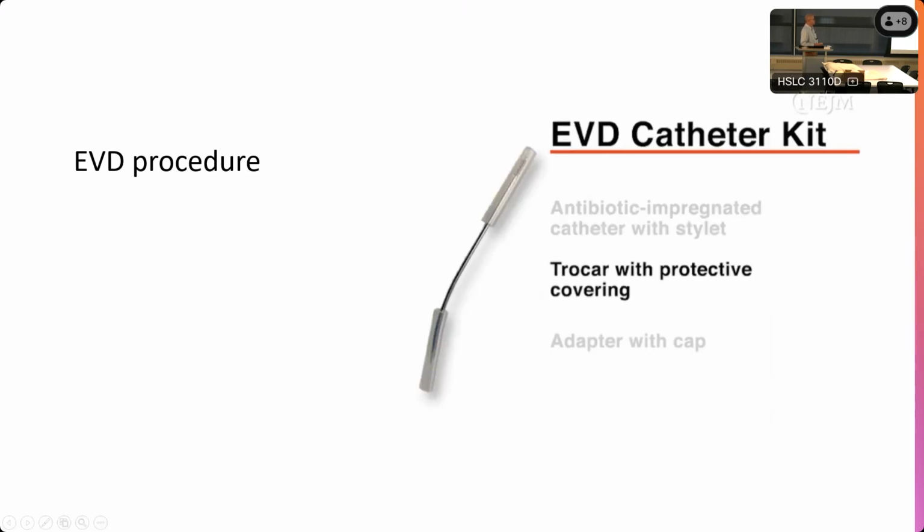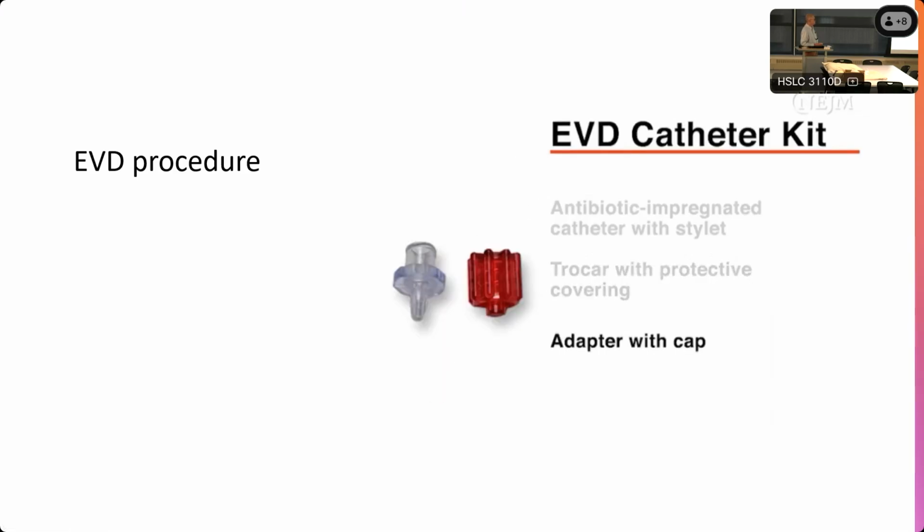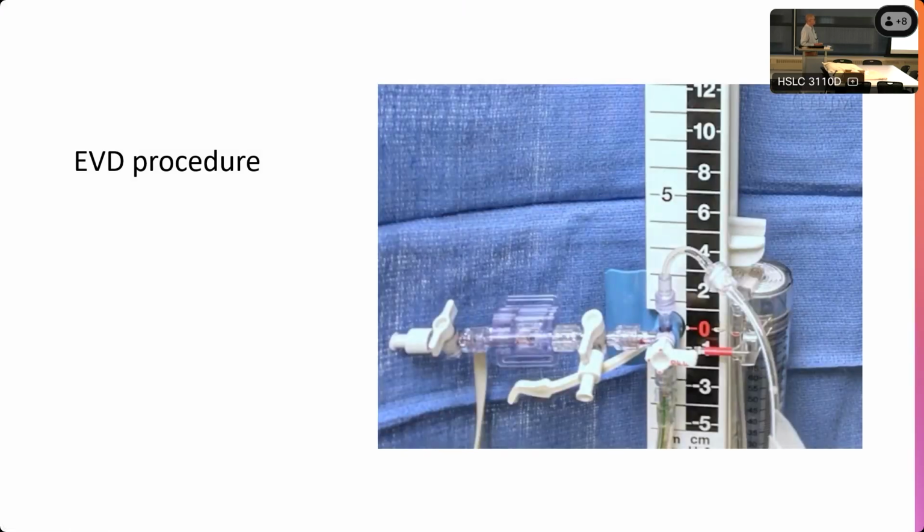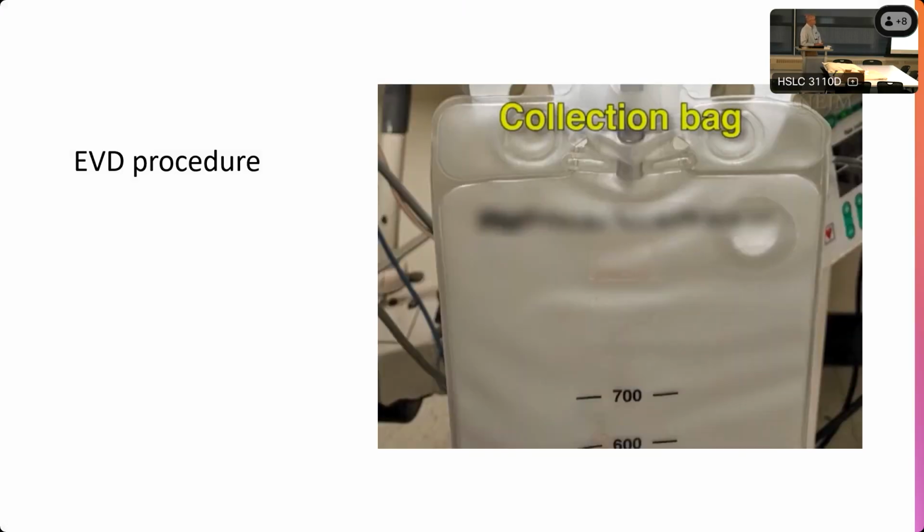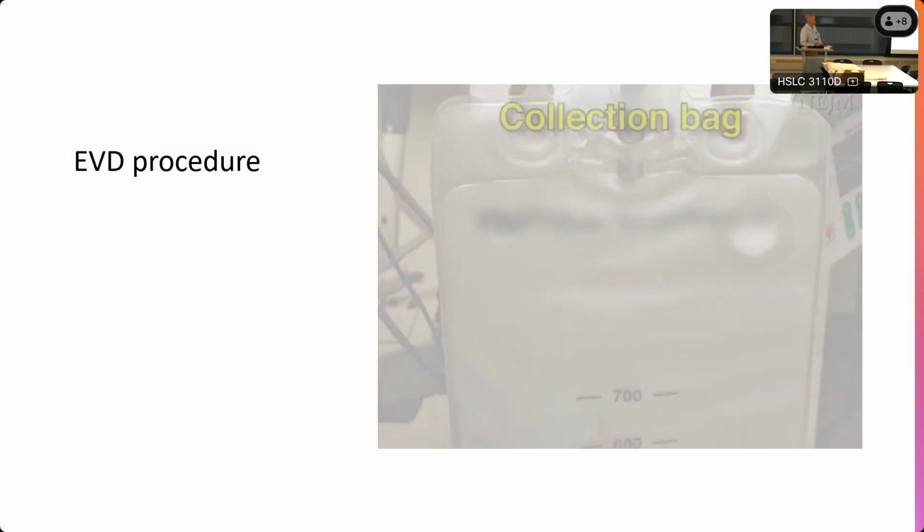A trocar with a protective covering, and an adapter with a cap. The collecting system has 5 components: a pressure scale to mark the level of drainage, a pressure transducer, a drip chamber, catheter tubing to connect the EVD to the collecting system, and a collection bag.